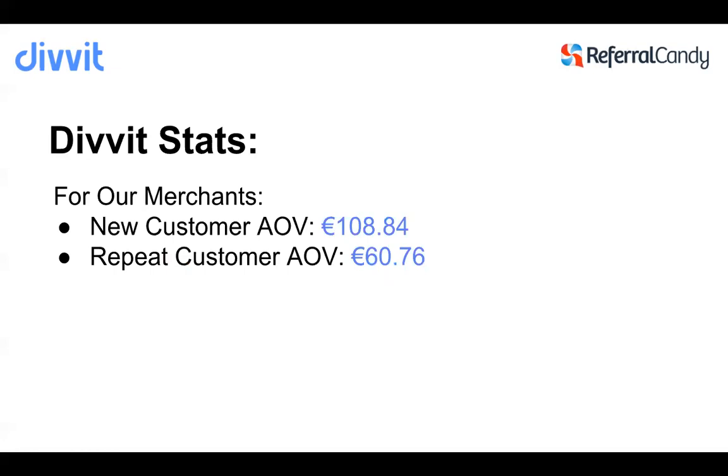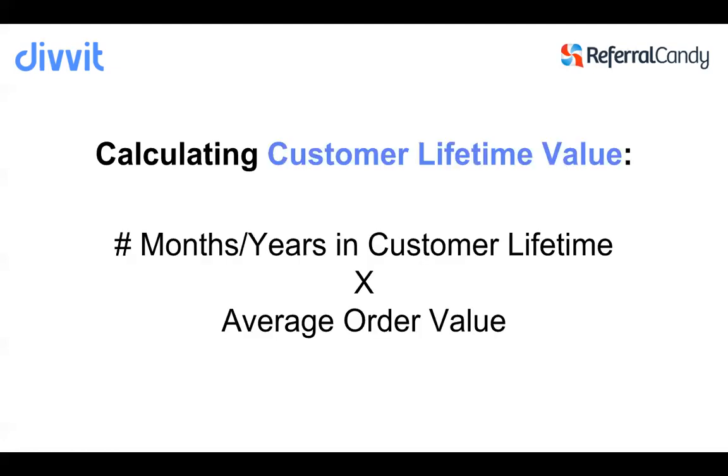Customer lifetime value is this idea that you calculate how much money a customer will make you over the course of their lifetime purchasing from your store. Now, this is a really easy thing to figure out. You take the months or the years in the customer lifetime and you multiply this by the average order value. And if you don't have your customer lifetime duration set up yet, if you don't know what that is for sure, you can guesstimate and you can get an idea for who your best customers are.